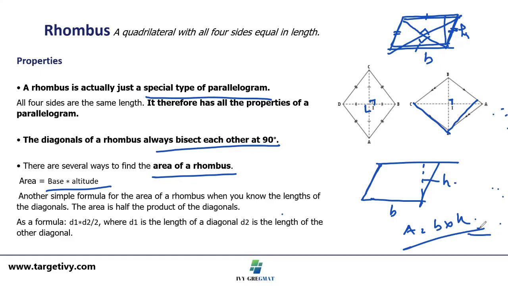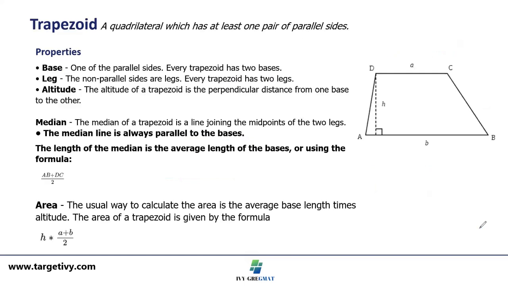That finishes with the rhombus. Trapezoid, a bit of a different looking figure. A quadrilateral where at least one pair of sides are parallel. So these two sides are parallel. These two are not parallel. Obviously, they are going to meet somewhere here.